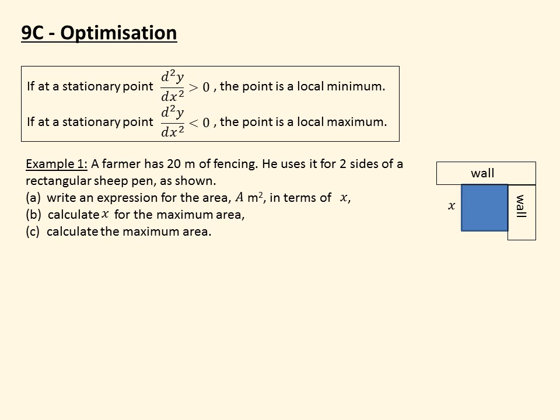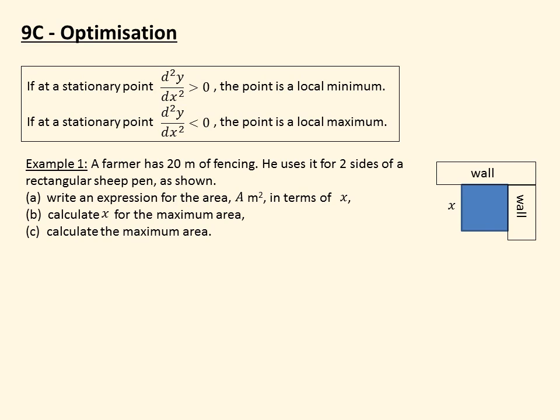A farmer only has 20 metres of fence, but he only needs to fence off 2 sides in his yard, as 2 sides already have walls. We're going to label this first side X because we don't know what it is, and we're going to then construct a problem from this information.